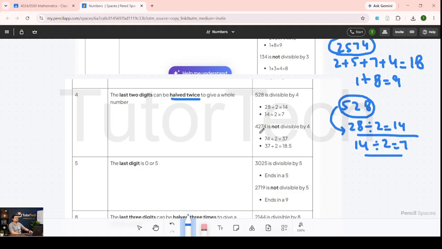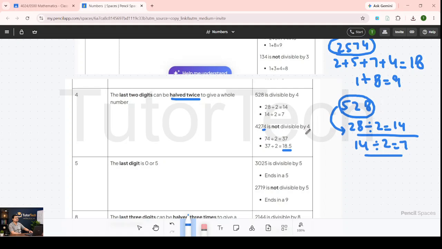In the next case, let's say we have 4274, which is not divisible by 4. How do I know that it is not divisible by 4? Because the last two digits are 74. If we do 74 divided by 2, we get 37. And if we do 37 divided by 2, we get an answer in decimals. It means this number 4274 is not divisible by 4.